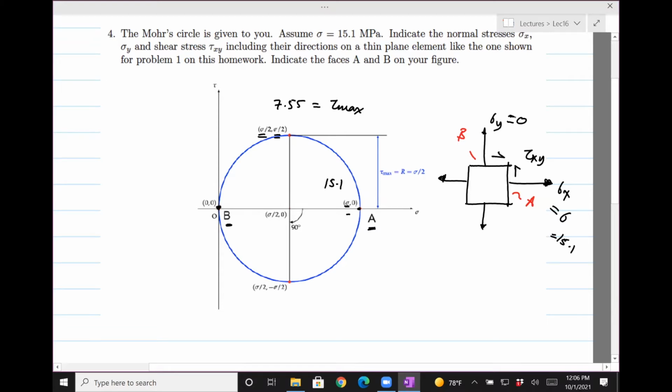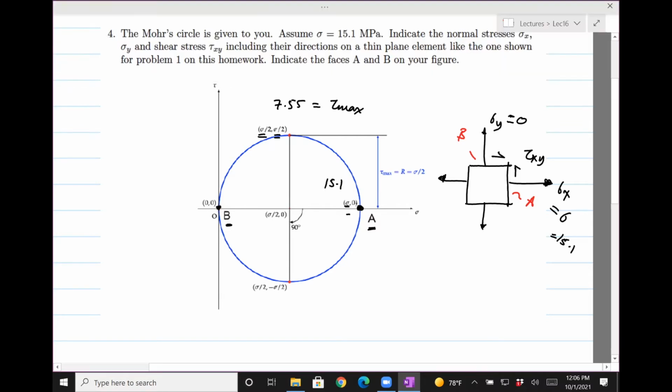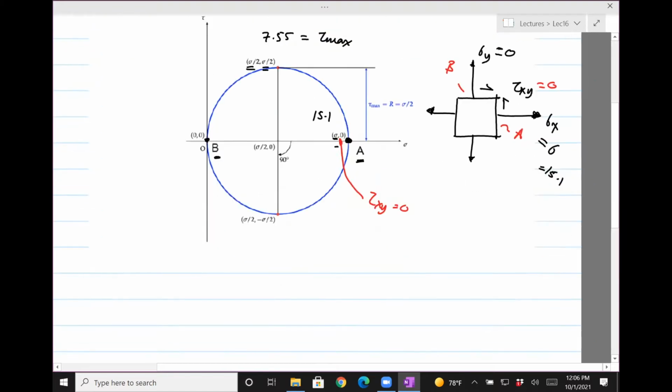Okay, and then the question is, what is the shear stress on face A? It's going to be the second component of the stress, this one. That's tau xy. It is 0, so that is 0. So your stress element would look something like this.